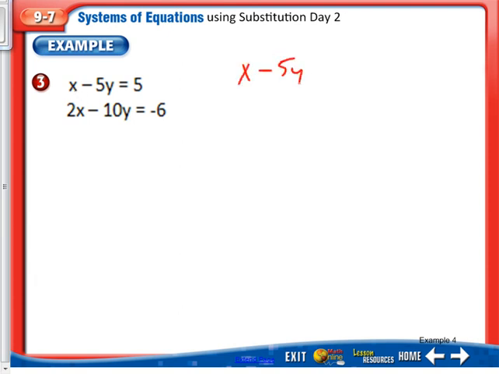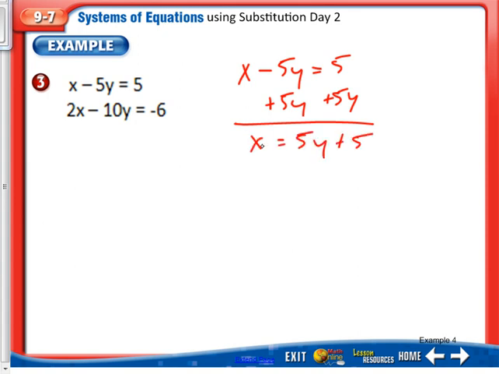X minus 5y is equal to 5. I'm going to add 5y to both sides. All right, and I'm going to be left with x is equal to 5y plus 5. All right, so there's my x value. Now I'm going to plug that expression in over here. So I'm going to do 2 times 5y plus 5.